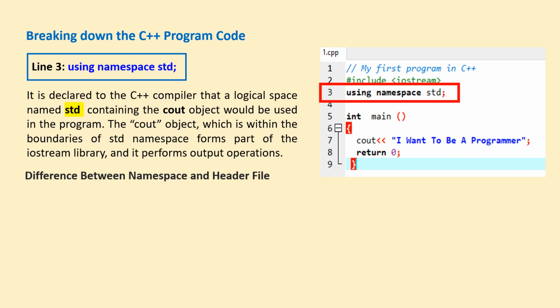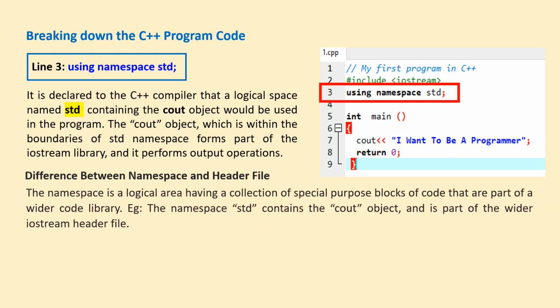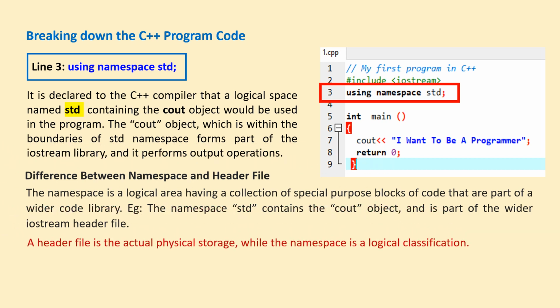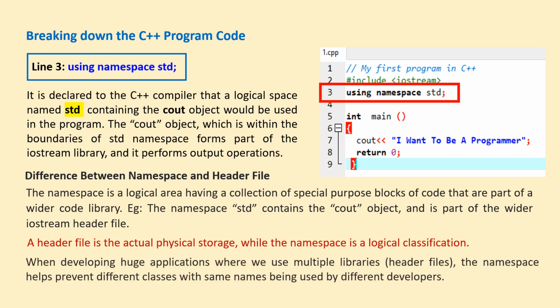Let's now have a look at what the difference is between a namespace and the header file. The namespace is a logical area having a collection of special-purpose blocks of code that are part of a wider code library. For example, the namespace std contains the cout object and is part of the wider iostream header file. A header file is the actual physical storage, while the namespace is a logical classification. When developing huge applications where we use multiple libraries or header files, the namespace helps prevent different classes with the same names being used by different developers.